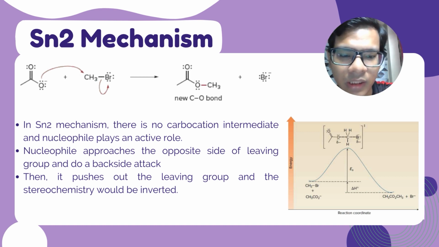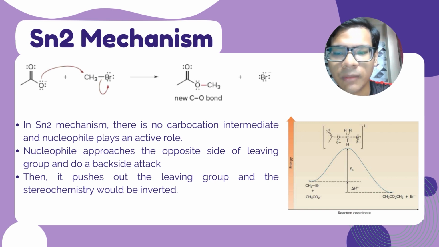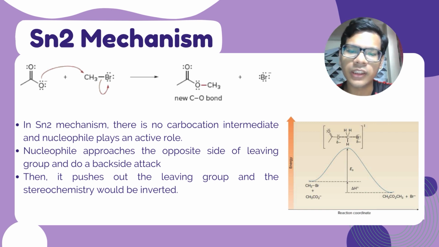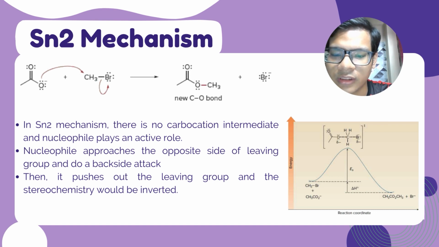Okay, we can take a look at the energy level diagram. There is only one energy barrier formed in this reaction because, like I said just now, there is no carbocation intermediate in this reaction. The reaction can also occur by front side attack. But when front side attack occurs, the nucleophile will approach the same side as the leaving group. So all the other groups remain in their original position.